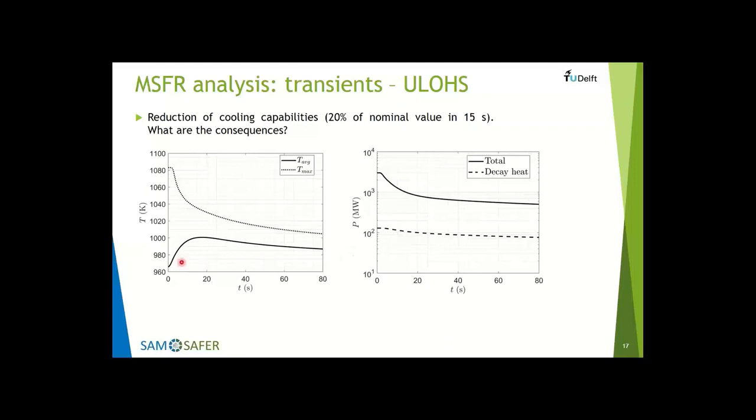So at first, the salt average temperature increases because, of course, you have a mismatch between the power produced and the power extracted in the reactor. But then you have to remember in these kinds of reactors that you have a very strong temperature feedback coefficient, and so the increase in the average salt temperature leads to a quite fast decrease of the reactor power, which in about 10 seconds drops to almost 20-30% of its nominal value. And this, of course, inverts the trend of the average temperature.